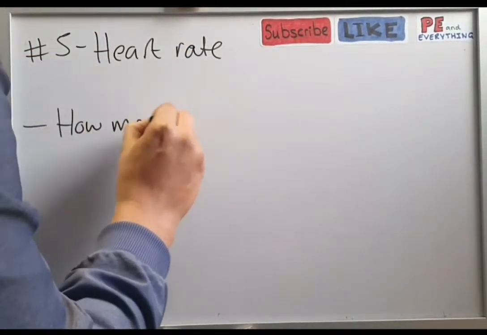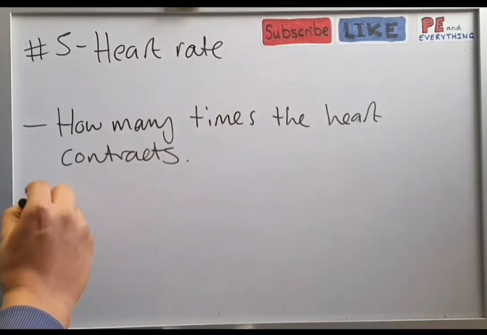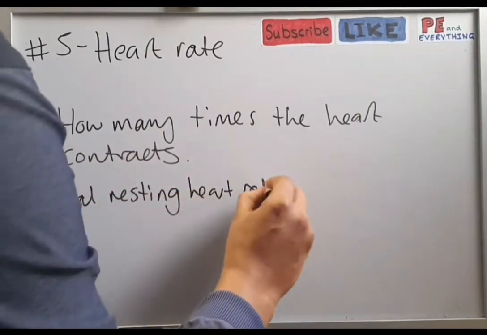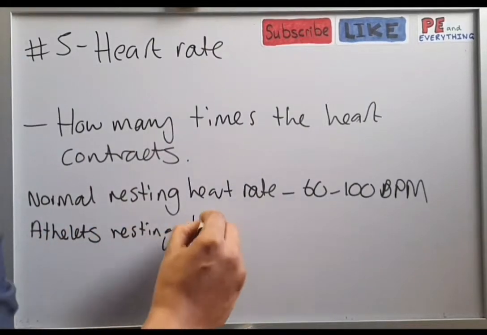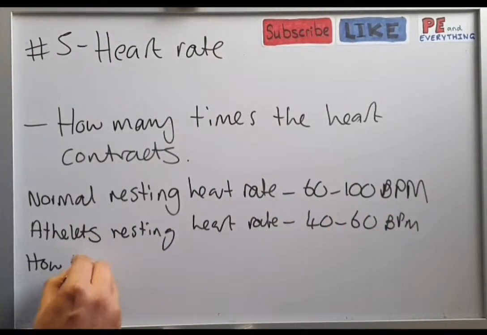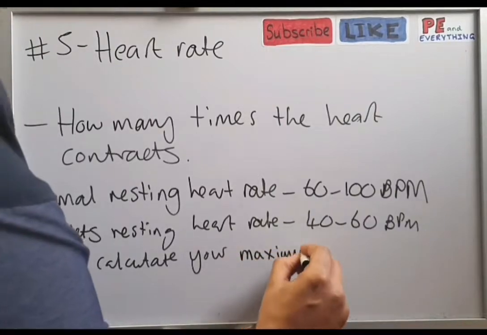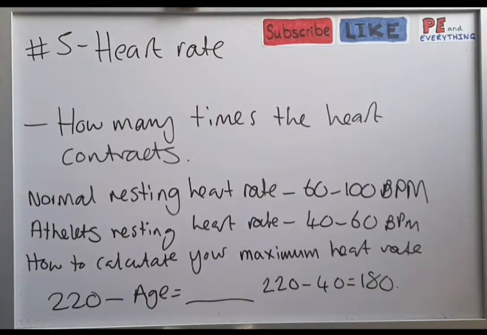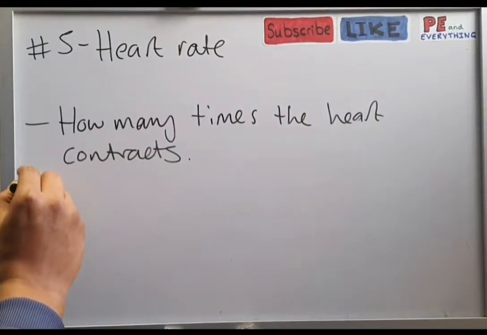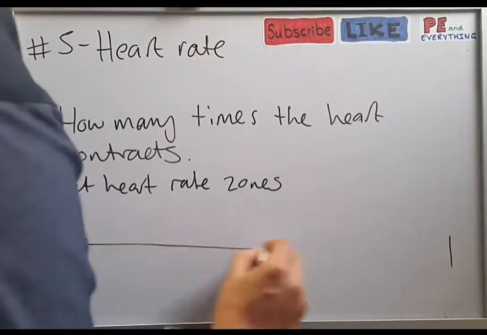Okay, next we have heart rate. This is the number of times your heart beats per minute, and it's measured in BPM, beats per minute. A normal adult's resting heart rate would be between 60 to 100 beats per minute. An athlete's resting heart rate can be up to 60, even 40 beats per minute. And how we calculate this is 220 minus our age.